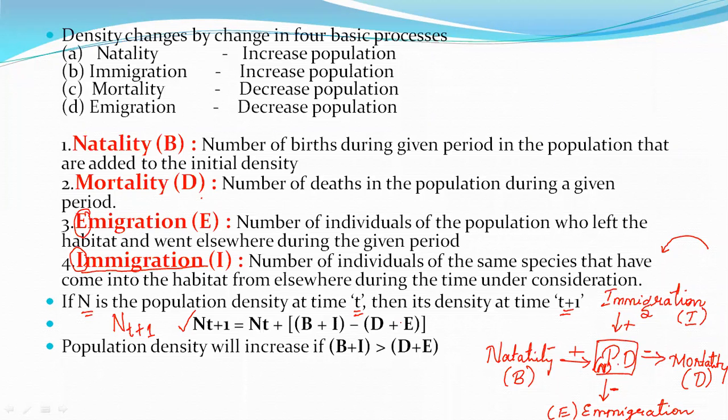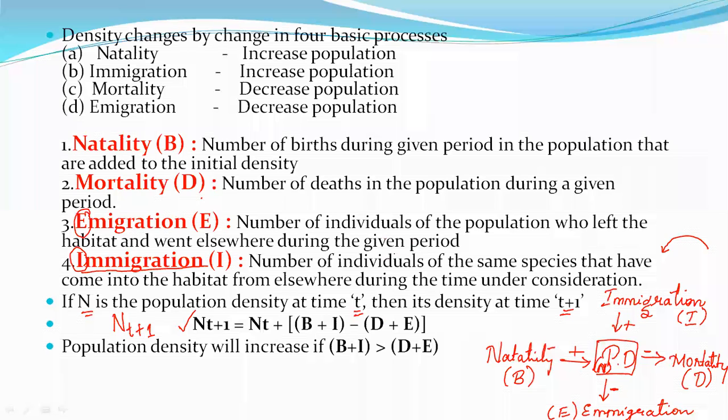Where I is immigration, how many organisms, animals or birds have migrated from one place to this place. So it is taken as I here. D is nothing but mortality. How many deaths have taken place in that particular population at a given time?